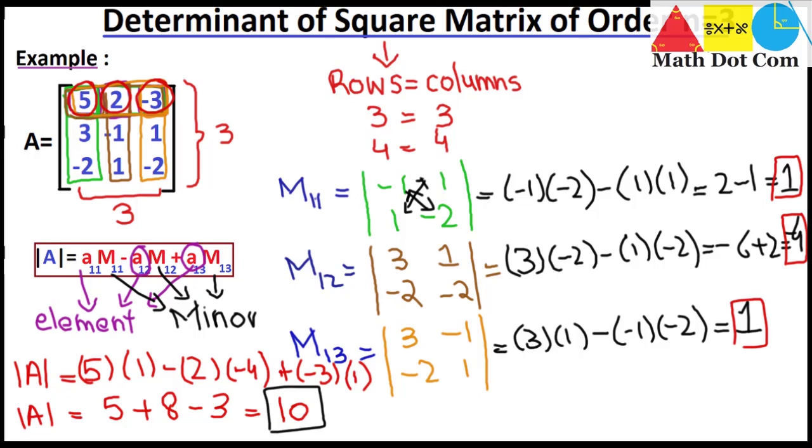So in the next lecture we will see how you can find the determinant of a matrix of order n equal to 4. So that's all from today's lecture.